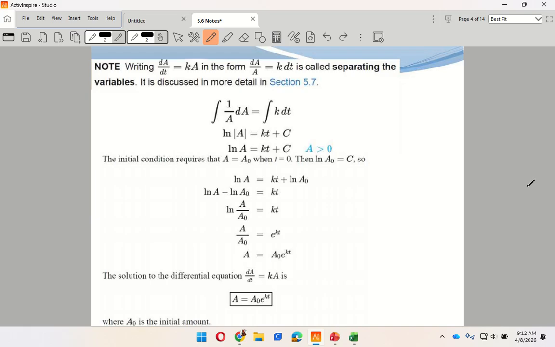So for this right here, when we take the integration to undo the derivative, 1 over A is ln absolute value A is equal to kt plus C. Ln A, undo that right there for A greater than 0. So A is the same as A sub naught when t is equal to 0, and then ln A sub naught is equal to C. As we put this together, we work it out, do a little math, and we end up with A is equal to A sub naught, which is my initial amount, times e raised to the kt.